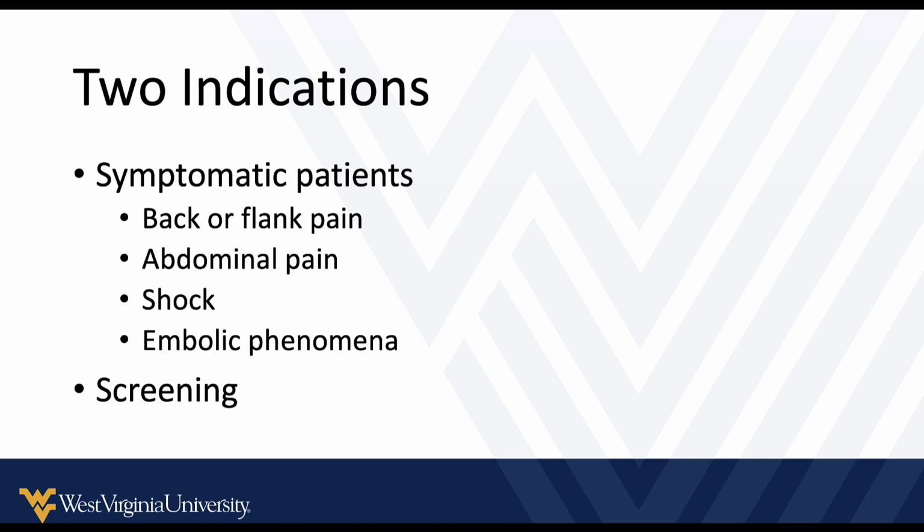Reasons to scan the abdominal aorta. There's basically two indications, and that includes patients who are symptomatic. Symptoms of an abdominal aortic aneurysm may include back or flank pain, may also include abdominal pain. They may just present with undifferentiated shock, or they may have embolic signs in their lower extremities. So those are all reasons to think about a symptomatic abdominal aortic aneurysm.